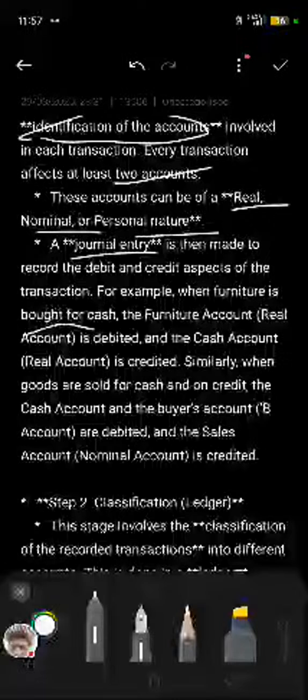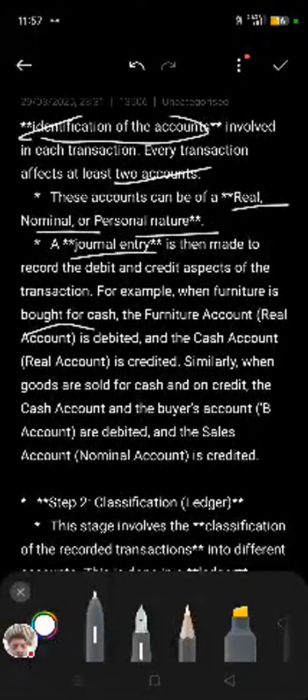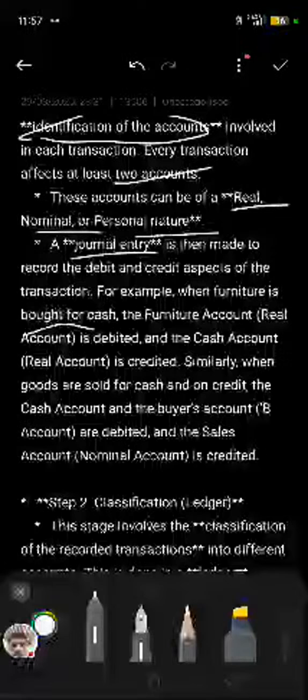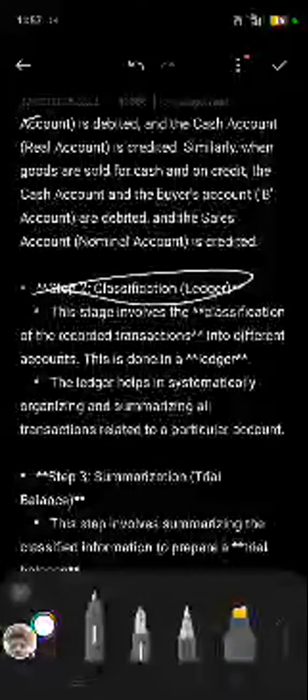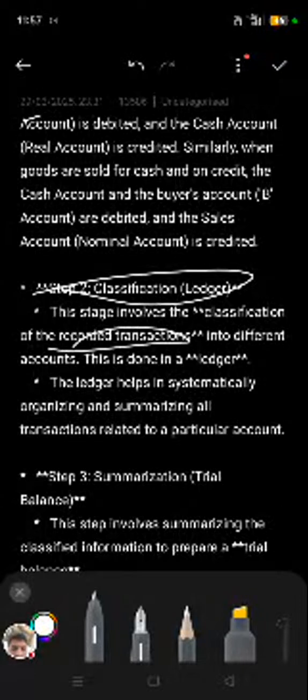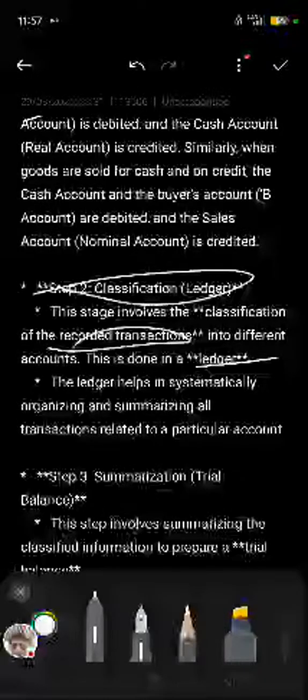Similarly, when goods are sold for cash or on credit, the cash account and the buyer's account are debited and the sales account, the nominal account, is credited. Then the second stage is classification, or the ledger. This involves classifying the recorded transactions into the different accounts. This is done by the ledger. The ledger helps summarize all the transactions related to a particular account. Third is summarization, or the trial balance.